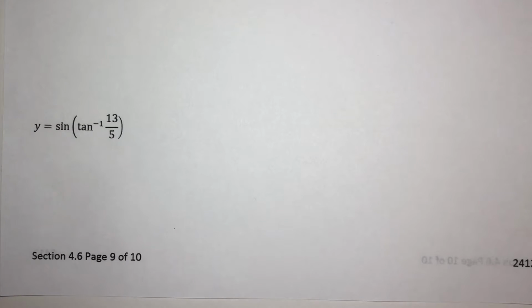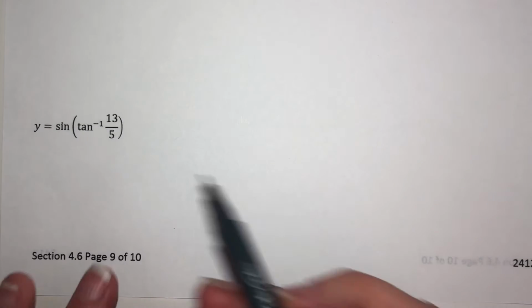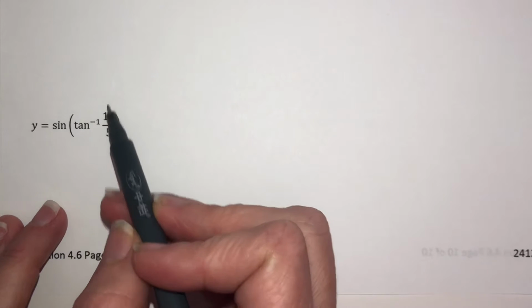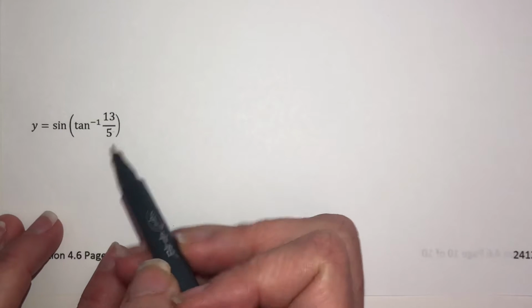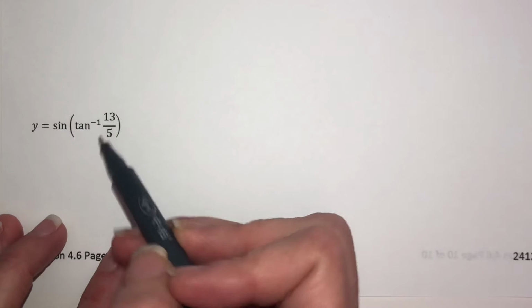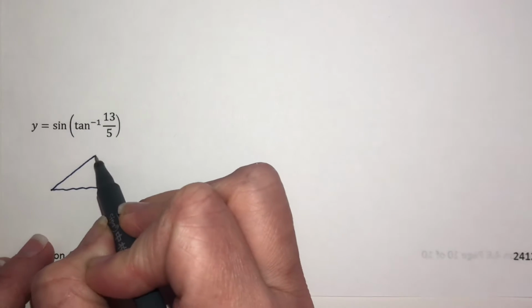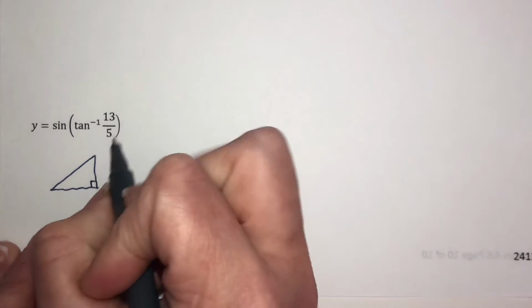This is part 5 of section 4.6. I want to find sine of inverse tangent of 13 over 5. Well, we know that tangent is positive in the first quadrant, so I'm going to draw my basic triangle located in the first quadrant.